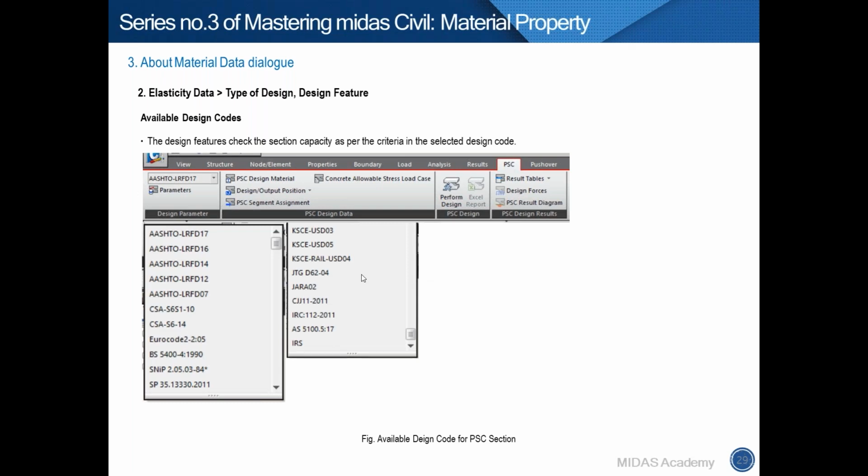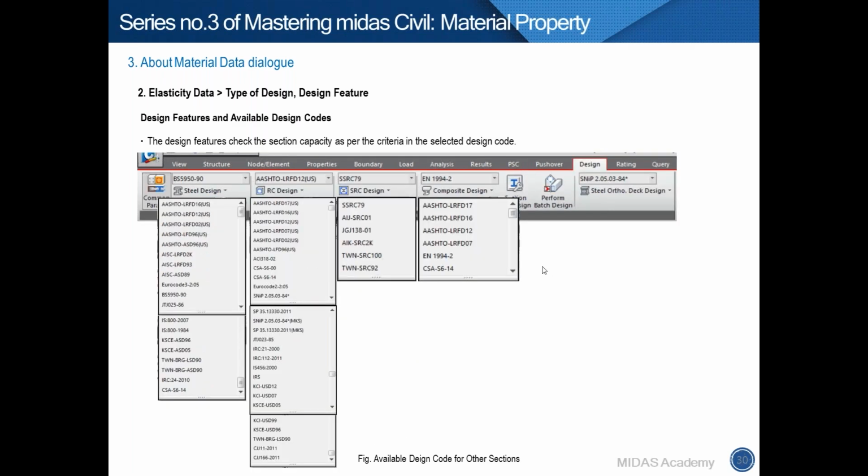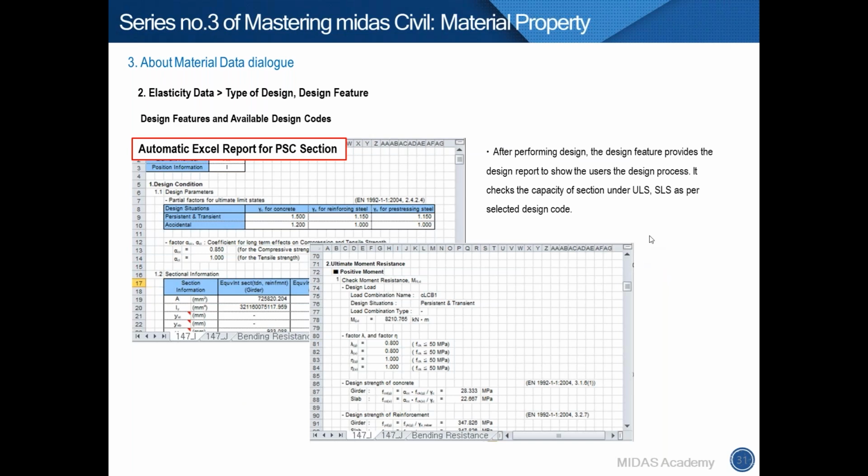And this is a figure for the available code for the PSC design. And this figure shows other types for the other design modes. So from the design features, MIDAS provides the Excel report that checks the section capacity under SLS and ULS. So this is some example for a design report.